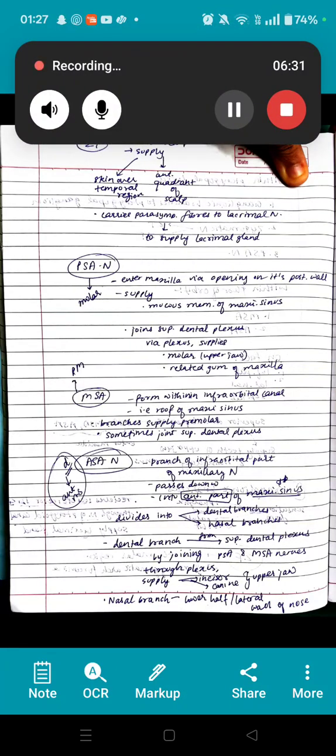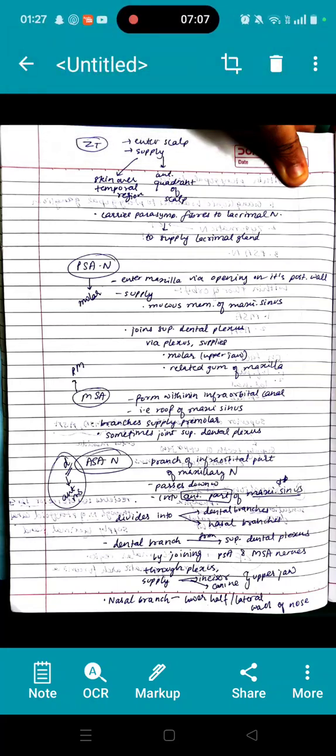PSA is for molars. It enters the maxilla via an opening on its posterior wall, supplies the mucous membrane of the maxillary air sinus, and joins the superior dental plexus, which supplies the molars of the upper jaw and related gums. MSA is for the roof of the maxillary sinus. It arises within the infraorbital canal, and its branches supply the premolars. MSA sometimes joins the superior dental plexus.